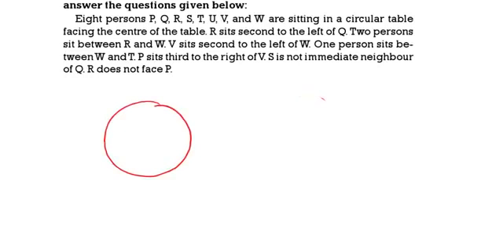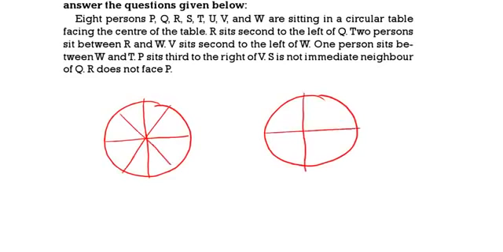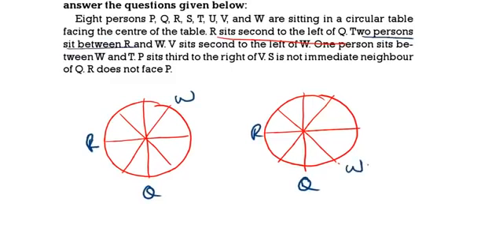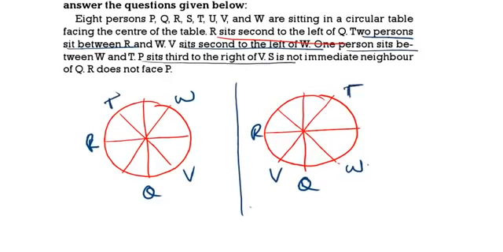Now all of you draw 2 circles. Divide each circle into 8 parts. Now R is sitting second to the left of Q. This is Q, this is R. 2 persons are there between R and W. So this is W, this is W. Then V is sitting second to the left of W. W left to second, V. Here also W left to second, V. 1 person is there between W and T. This is T, this is T. Then P is sitting third to the right of V. V right third P. Here also V right third P.